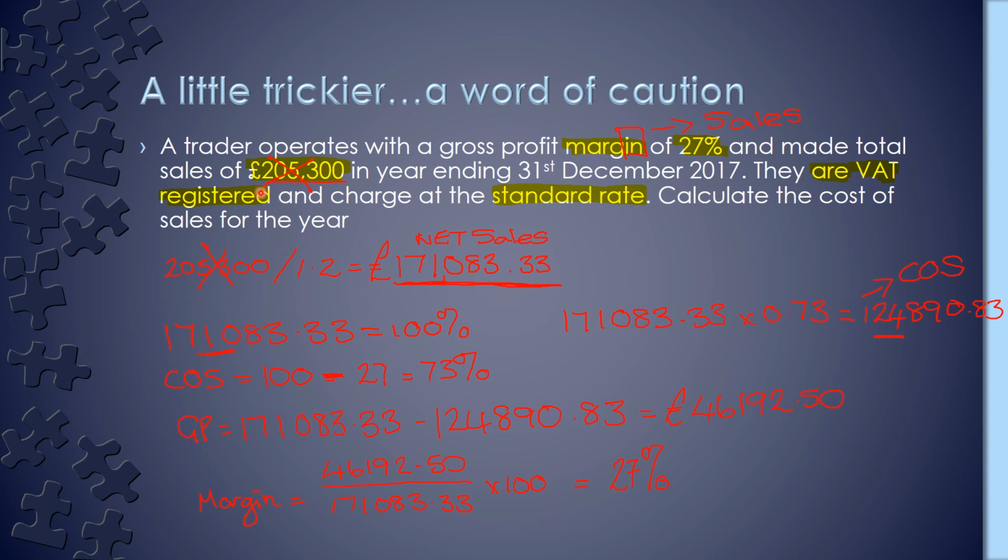So forget about your VAT inclusive sales here. You don't want to use that apart from working out what your net sales is. So work that out and only use that figure going forward in your calculations. Again, you just work out what percentage of that is going to be your cost of sales. Work out your cost of sales figure, and then to prove it, pop it back into your formula and you know that your figures are correct.